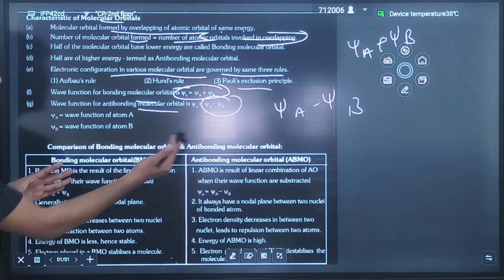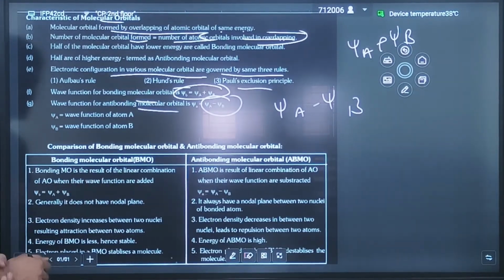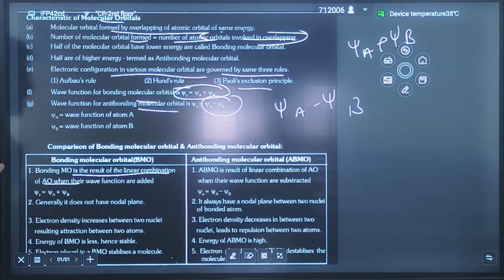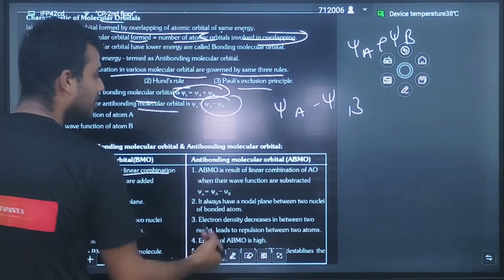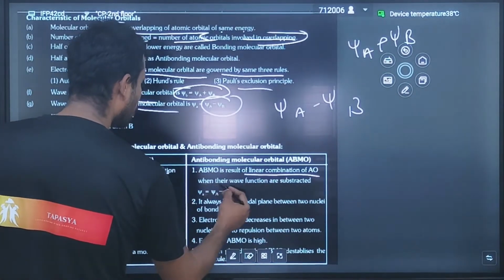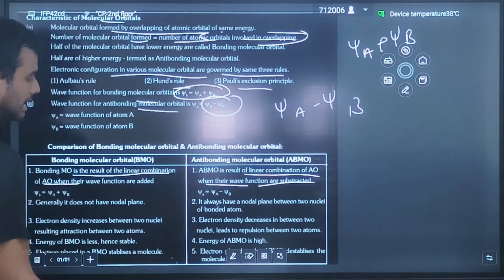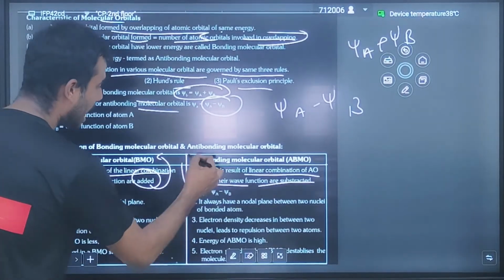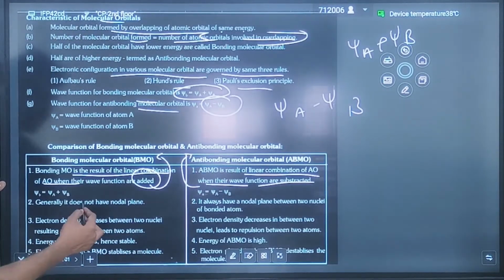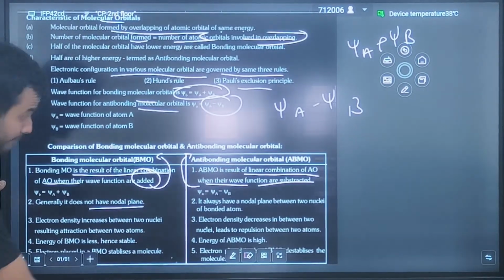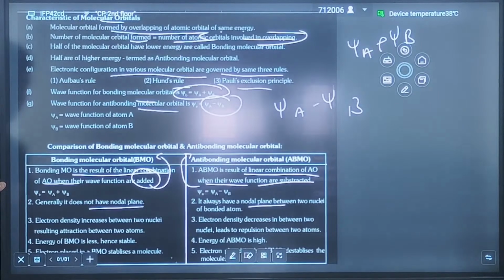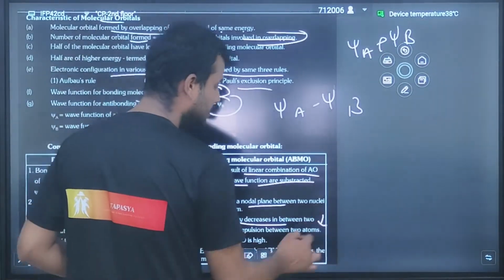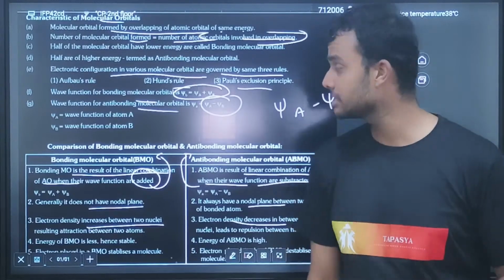The difference between bonding molecular orbital and antibonding molecular orbital is important. A bonding orbital is the result of a linear combination of atomic orbitals when their wave functions are added. If subtracted, you will get an antibonding orbital. The bonding orbital does not have a nodal plane, but the antibonding one has a nodal plane. In bonding, electron density increases between the two nuclei. In antibonding molecular orbitals, electron density decreases.